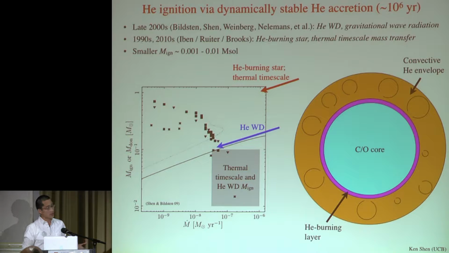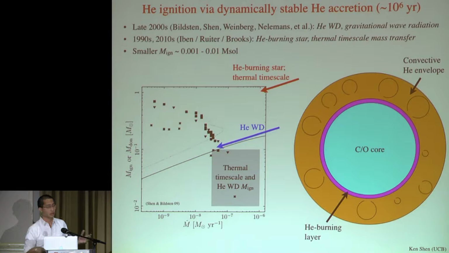But in those scenarios, if that were to be the case where you did get stable mass transfer, these are much higher accretion rates. So this is a track here where you come into mass transfer contact at something like 10 to the minus 6 solar masses per year. And the resulting helium convective shells you get are concomitantly smaller, something like a few thousandths of a solar mass up to a few hundredths.